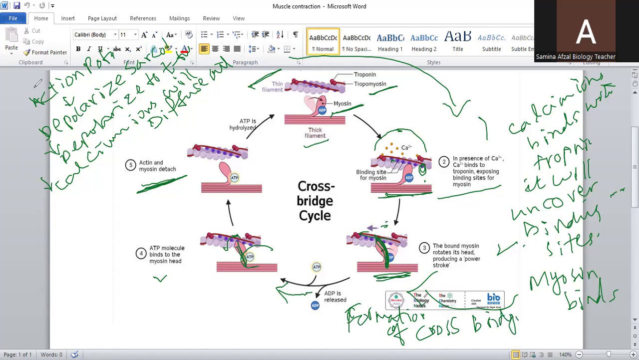And then this myosin head will tilt, and it will detach the actin and myosin from each other. They will be detached from one another. This is the result of the sliding filament mechanism, that is, the sarcomere shortens.